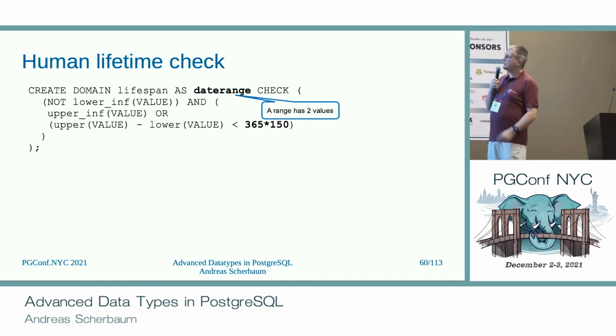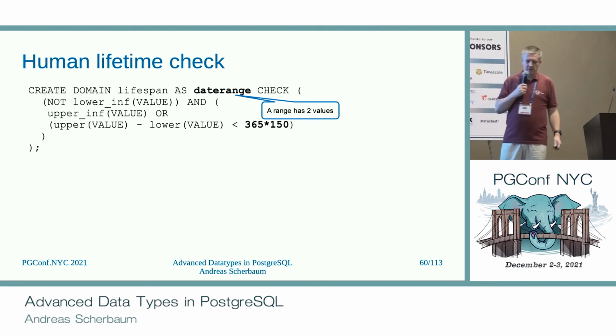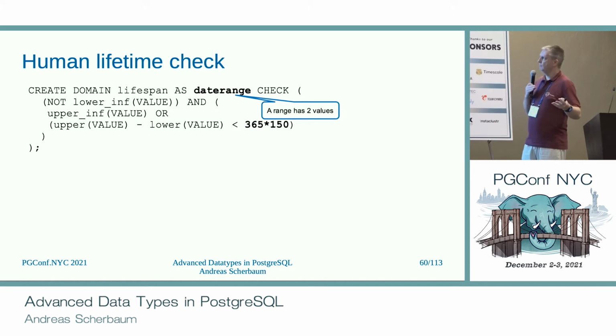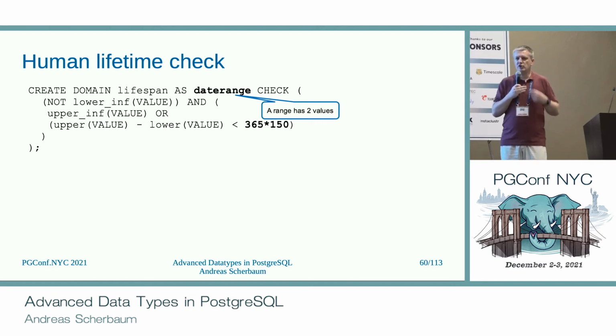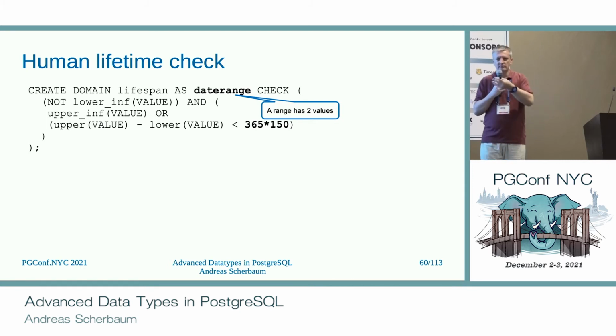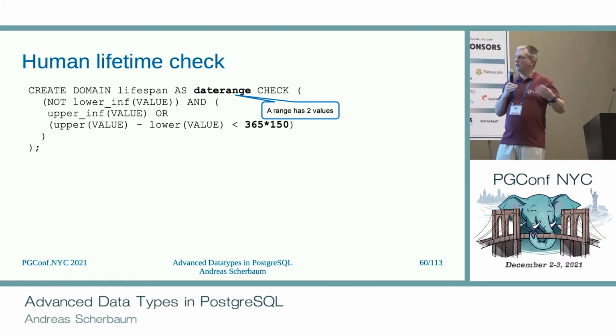Okay, another more complex example for domains. Let's say you want to check if a human is still alive. What's my definition of alive? It's basically 150 years or younger. But you don't know when this check is applied, 1800 something or today, and you don't want to change your checks all the time. So you make this dynamic.